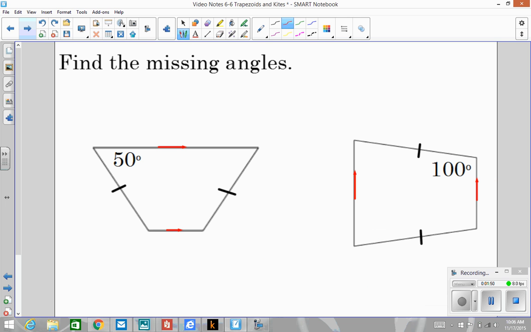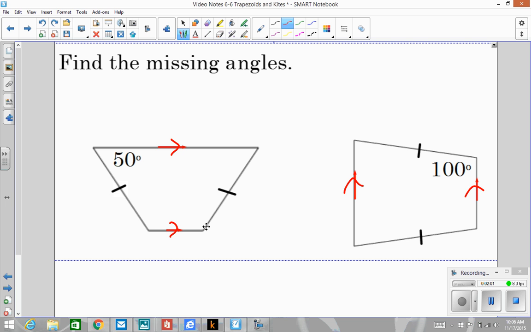Alright, so take a second to find the missing angles for these figures. These sides were supposed to be marked parallel. The arrows aren't showing up real good. So pause your video and find that. I'll do this first one here. This is an isosceles trapezoid, so the base angles are congruent: this is 50 and that's 50, and then due to same side interior angles, this is 130 degrees, and this is 130 degrees. So pause the video and do that one real quick. If you have questions on that one, come back and ask me in class.